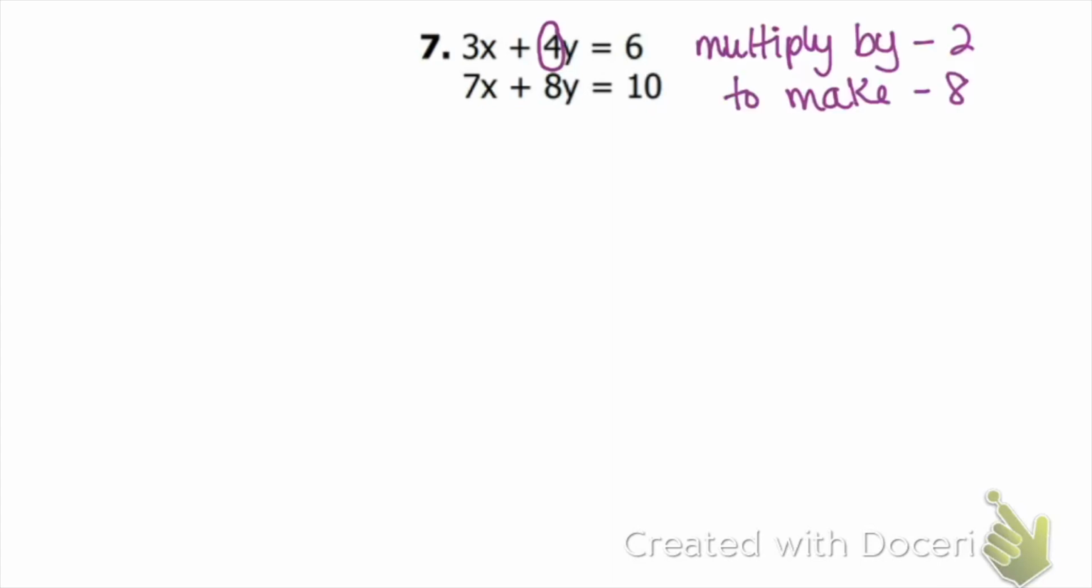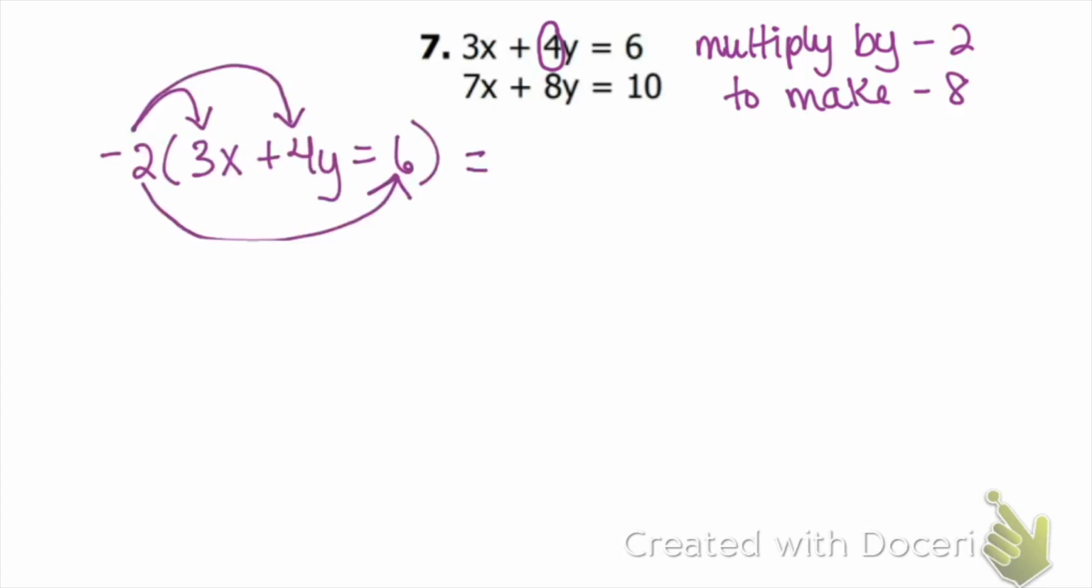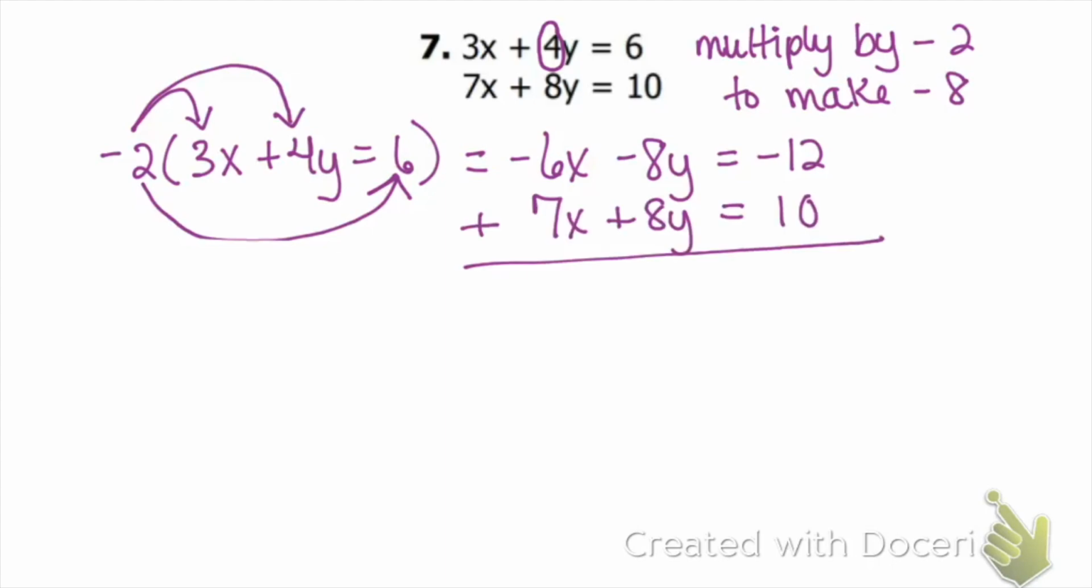If we multiplied by negative 2, it would make that term equal negative 8, and you would be able to cancel out your y term because negative 8 plus 8 is 0. So let's multiply everything by negative 2 in the first equation. And that would equal negative 6x minus 8y equals negative 12. Then you're going to add that second equation with that to cancel out your y term, which ends up equaling x equals negative 2.